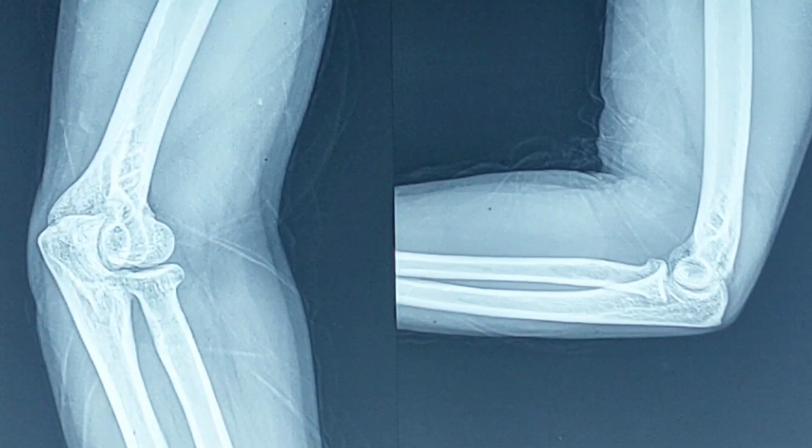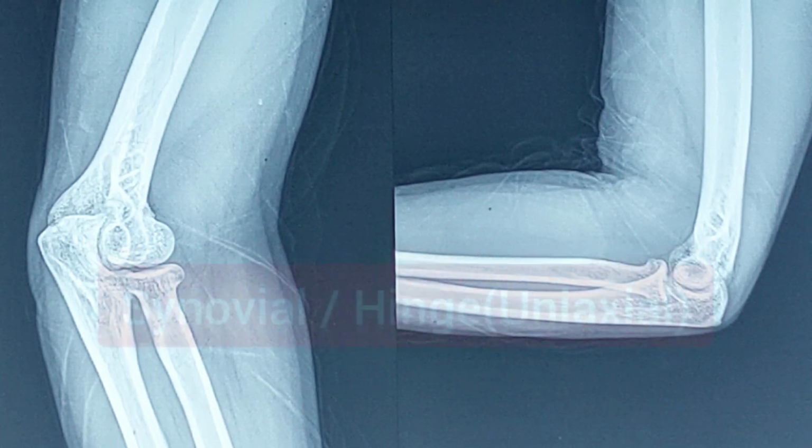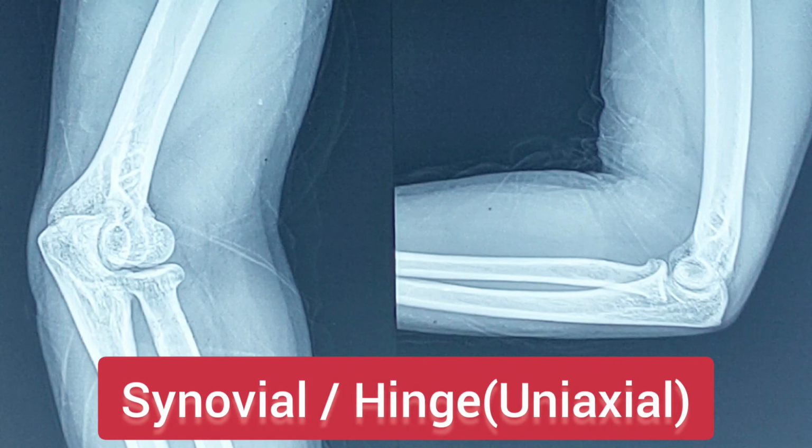So this elbow joint is an example of a synovial joint and a uniaxial joint, and it permits flexion and extension, and it is also called the hinge joint. So type synovial, subtype hinge, uniaxial.